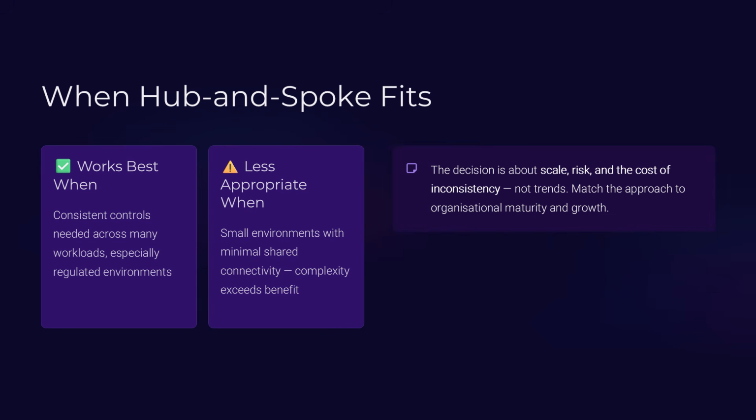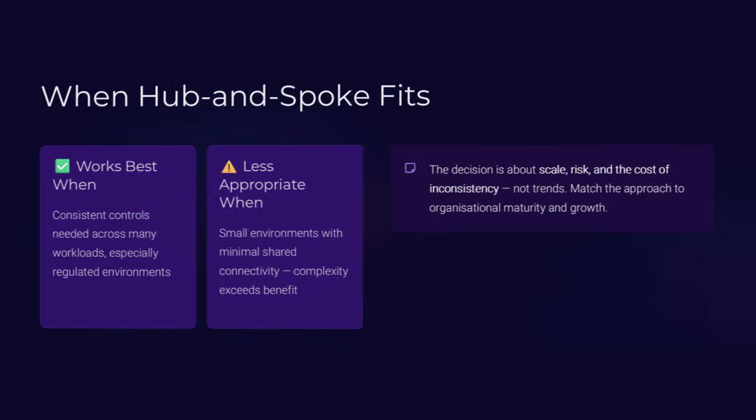With hub and spoke introduced, you now set expectations about when it fits and when it can create friction. Hub and spoke works best when you need consistent connectivity and consistent controls across many workloads, especially in regulated or high-risk environments. It may be less appropriate for small environments with minimal shared connectivity needs, where complexity would exceed benefits. The leadership decision is not about trends. It is about scale, risk, and the cost of inconsistency. Your job is to choose an approach that matches organizational maturity and growth.